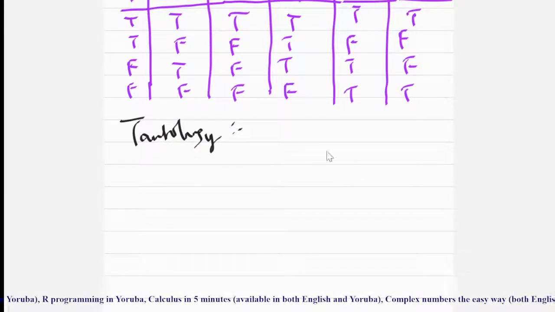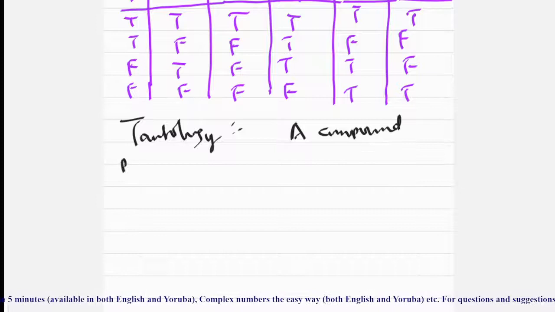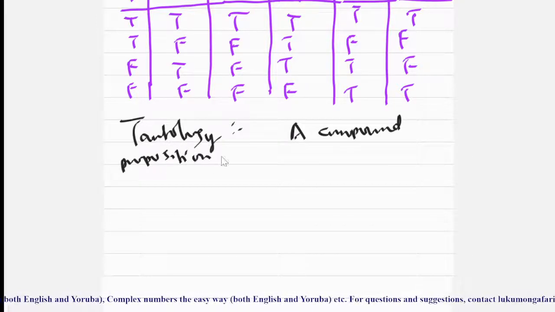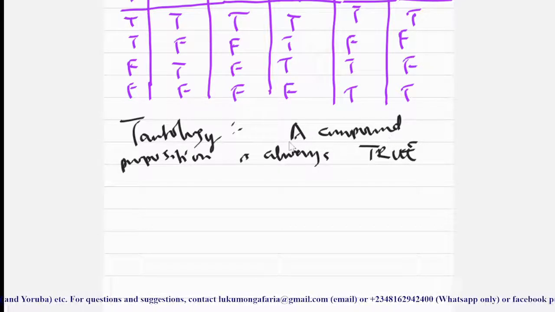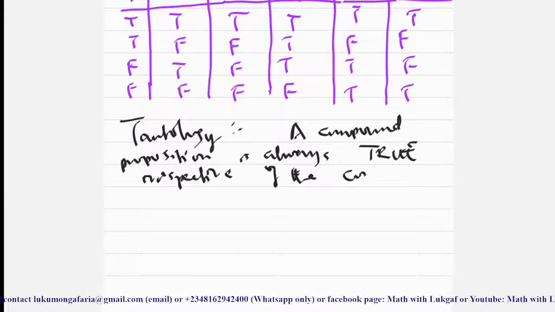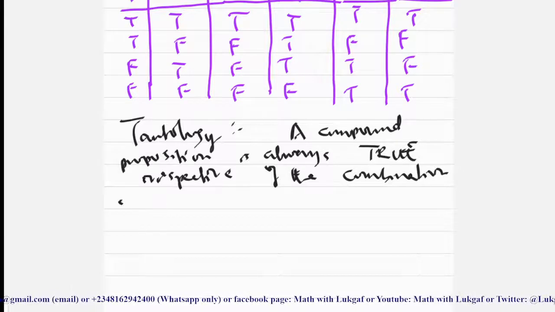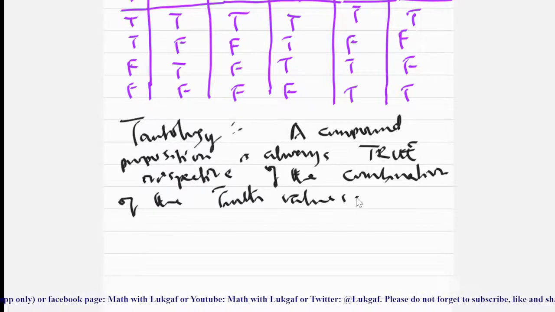So let me state it again. A compound proposition is a tautology when it is always true. That is, you are going to have the truth value to be true, irrespective of the combination of the truth values. I hope you understand now. Whatever combination you have together, you have the result of the compound proposition to be true always. Then you have what? Tautology.